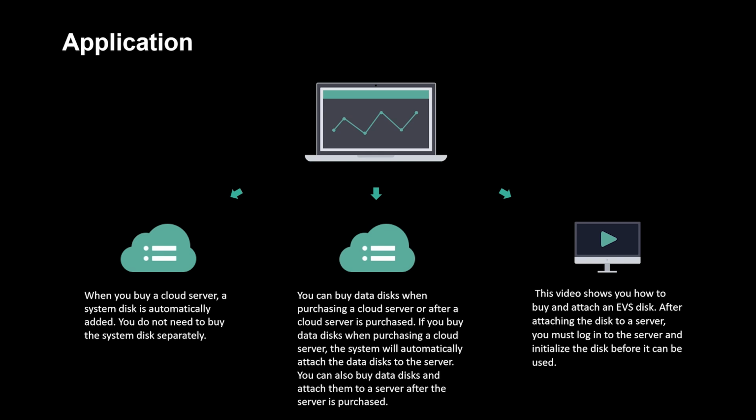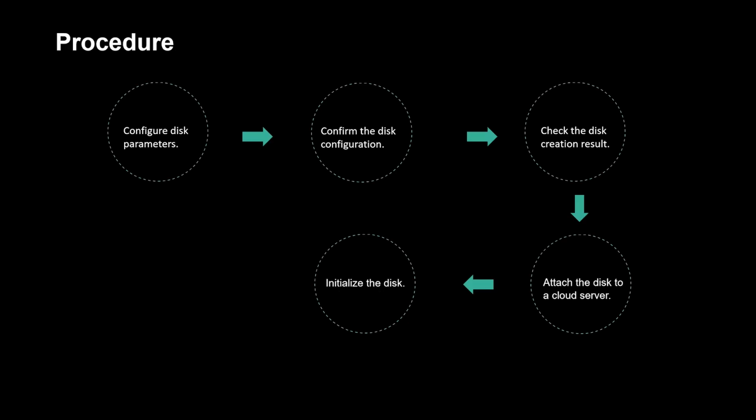After attaching the disk to a server, you must log into the server and initialize the disk before it can be used. The procedure is as follows. Configure disk parameters. Confirm the disk configuration. Check the disk creation result. Attach the disk to a cloud server. Initialize the disk.